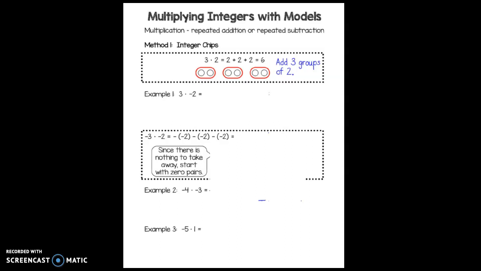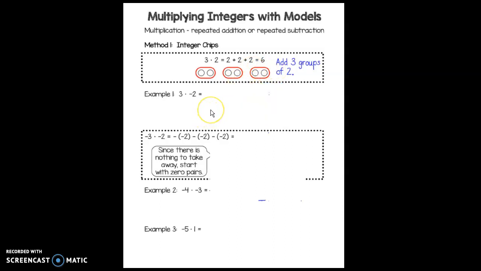So here we go. We know that 3 times 2 is repeated addition. So that means 2 plus 2 plus 2, which is equal to 6. That means we're adding 3 groups of 2. So we're going to actually show 3 groups of 2 by showing that we've circled 2 positives. So we have 3 groups of positive 2.